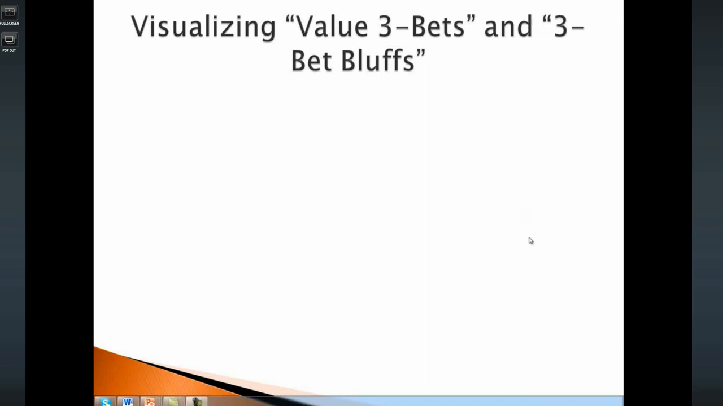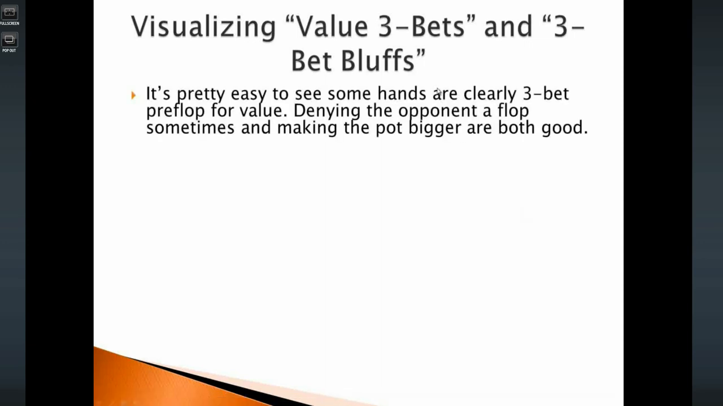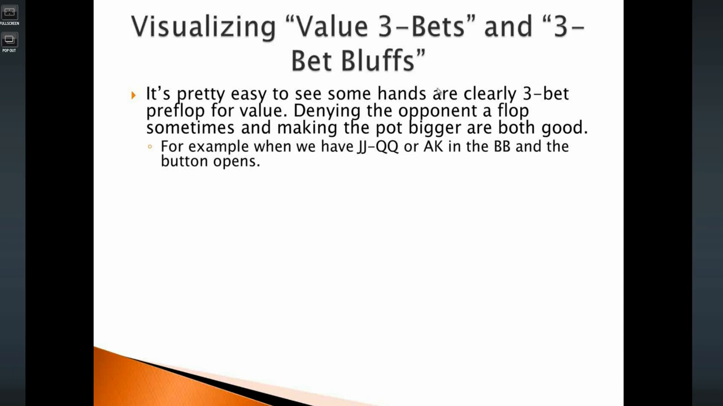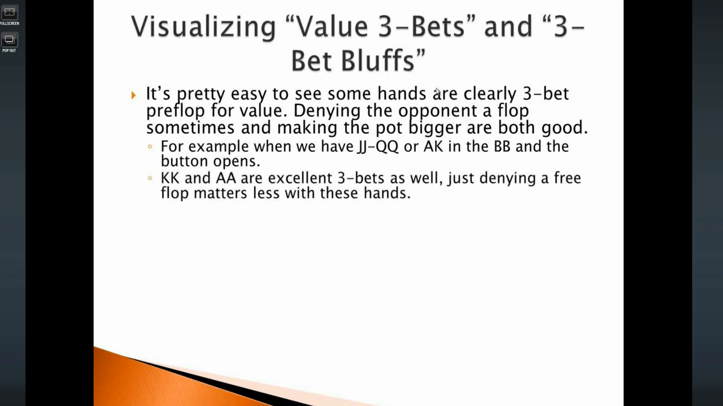Visualizing value 3-bets and 3-bet bluffs. It's pretty easy to see some hands are clearly 3-bet preflop for value. Denying the opponent a flop sometimes and making the pot bigger are both good. For example, when we have jacks, queens, or ace-king in the big blind and the button opens. King-king and ace-ace are excellent 3-bets as well, just denying a free flop matters less with these hands.